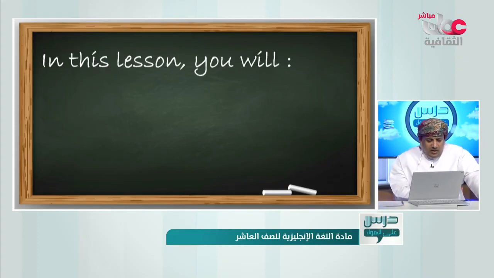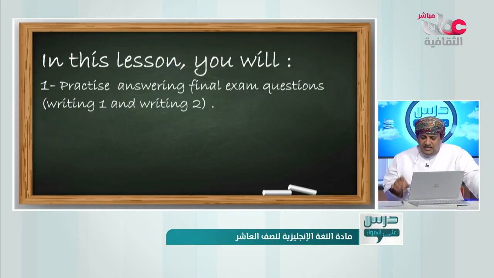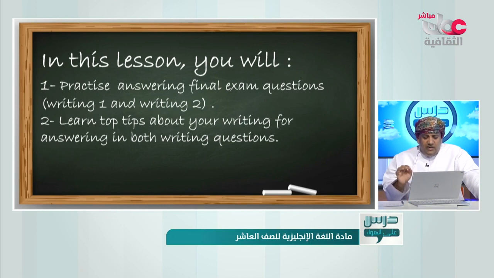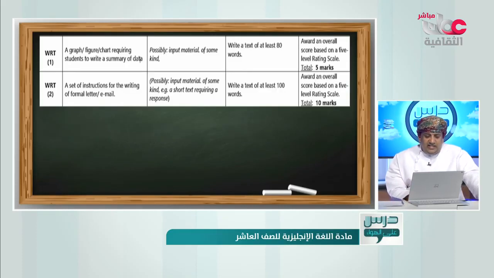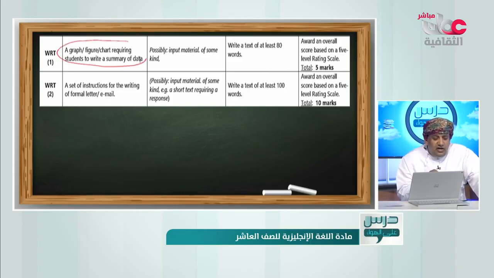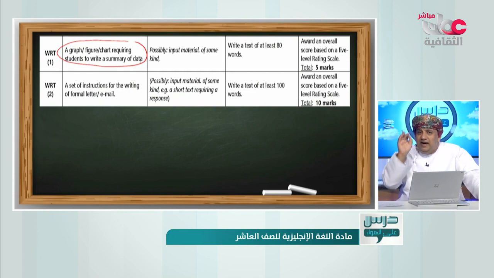So in this lesson, you will practice answering final exam questions, writing one and writing two, and also you are going to learn top tips about your writing, how to give a model answer in your exam question, in both writing one and writing two. As you can see here on the blackboard, we have two questions. In the first question, you will have a graph, figure, or chart requiring students to write a summary of a chart. So in this question, you are going to give information about the chart.